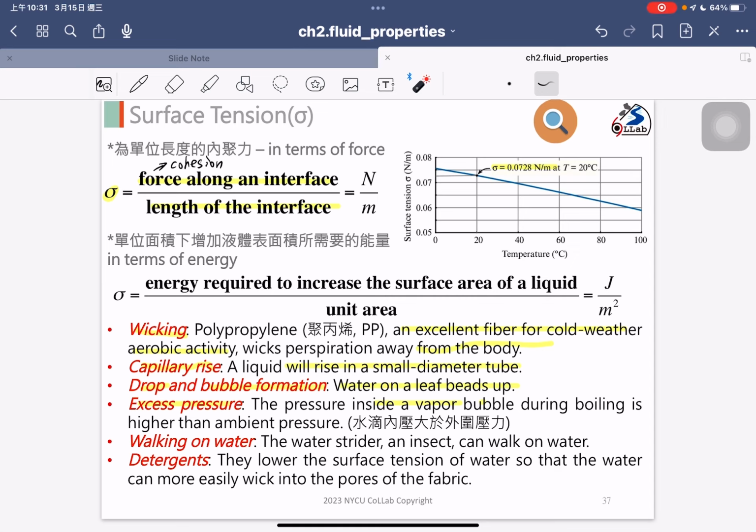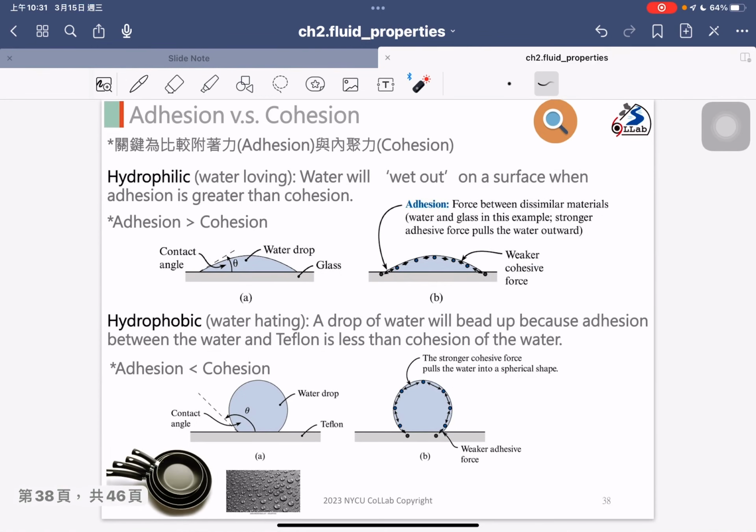Okay, so those are some phenomena in nature and in our life that are always associated with surface tension. But maybe some students sitting here cannot understand why surface tension can relate to the physical phenomena shown here. So in the following slides, we have several exercises, and then you can try to understand how powerful the surface tension is in our life.